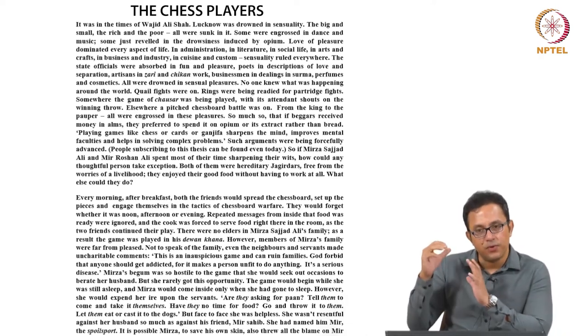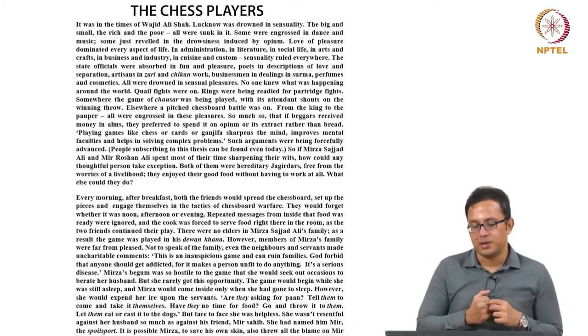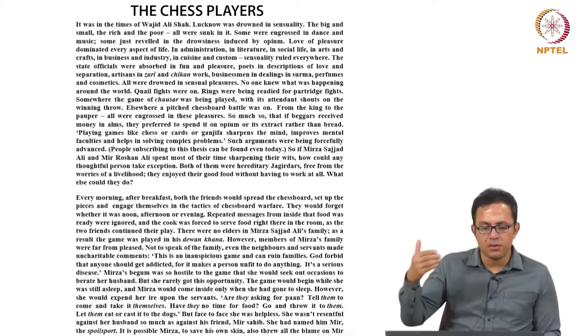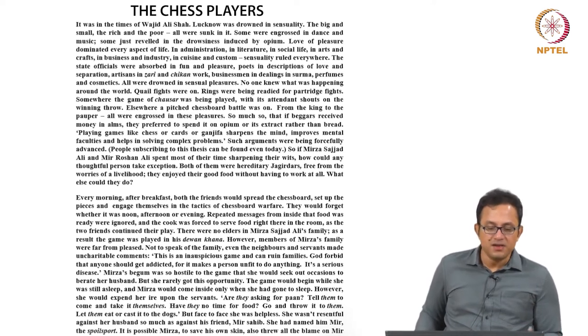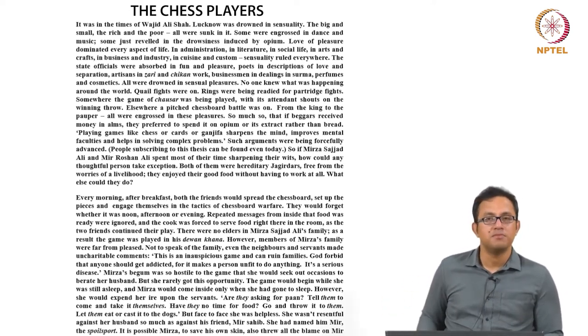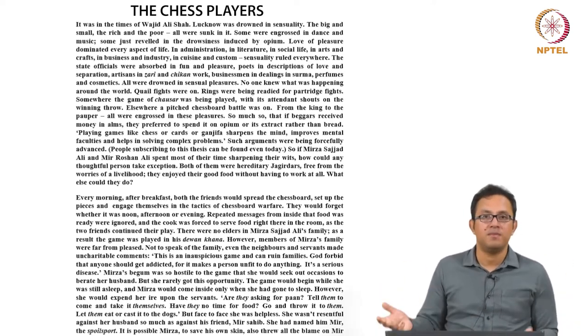So the entire focus of the economy, the entire focus of the energy is towards gambling, towards intoxication, towards sensuality, etc. Obviously none of it is part of the linear productive principle of economic or administrative control. Okay, elsewhere, a pitched chessboard battle was on. From the king to the pauper, all were engrossed in these pleasures. So much so that if a beggar received money in alms, they preferred to spend it on opium or its extract rather than bread. So again, this becomes a very important marker: if a beggar got some alms, that money would be spent buying opium rather than bread.